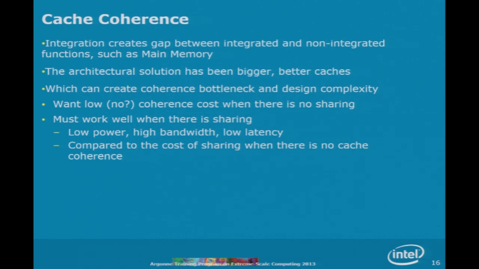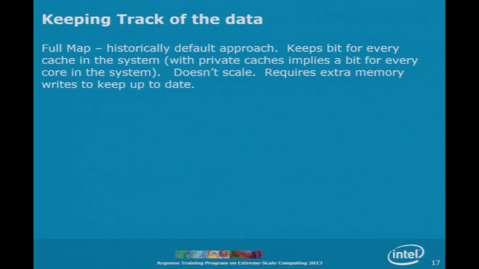All of that has power cost, and if you can avoid it, it's a good deal. But in order to have coherence, you have to keep track of where data is, and one historically default approach is to actually put a bitmap in memory. With each cache line in memory, each 64-byte block, you also keep some bits that tell you which cores have a copy of this data.